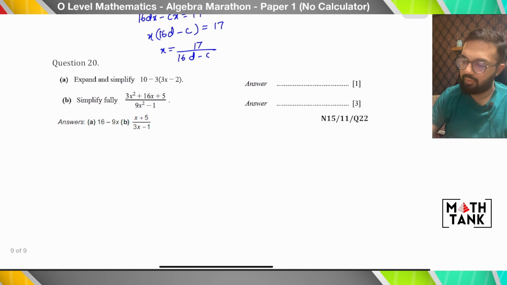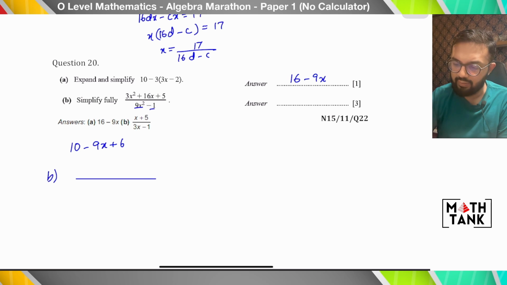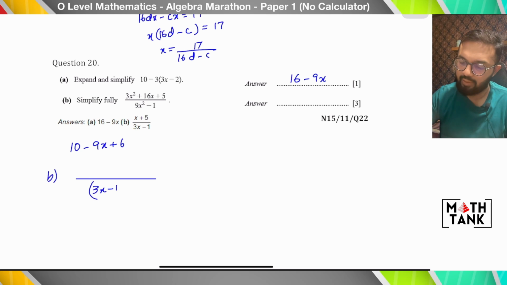Okay, then question number 20. 10 minus 9x plus 6. I just expanded. I think it's a simple question. 16 minus 9x squared. But we say simplify, so I'll have to factorize both, see what cancels out. I can obviously see that the denominator is a difference of squares. So 9x squared is a square of 3x. So this becomes 3x minus 1 into 3x plus 1 in the denominator.